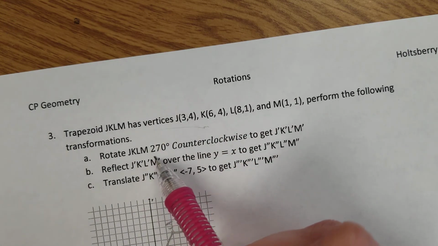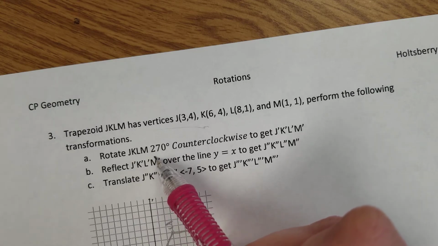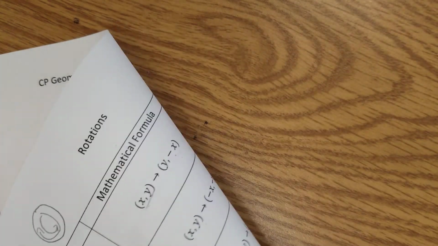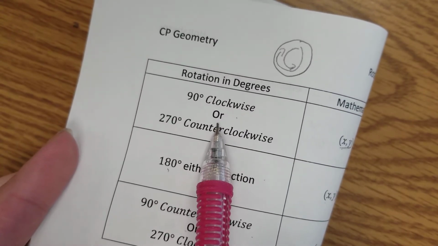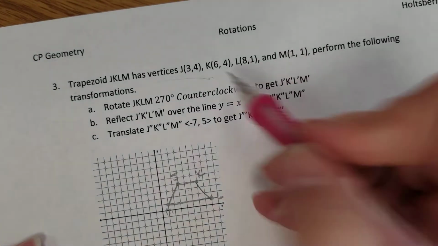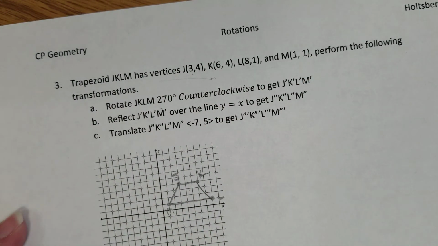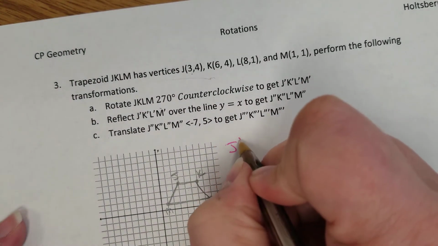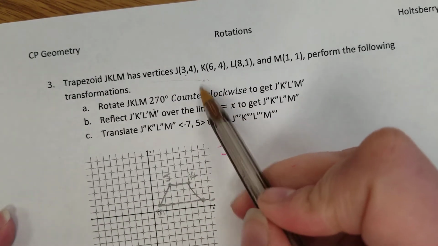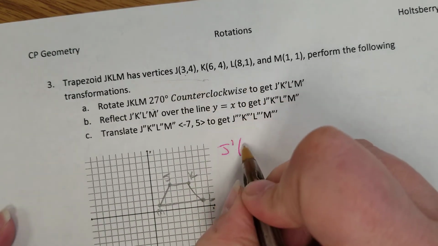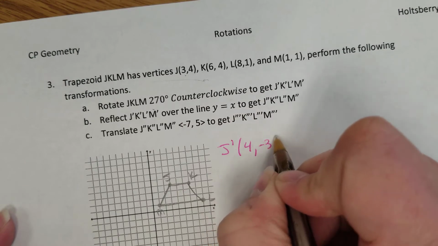This is rotating 270 degrees counterclockwise. So 270 degrees counterclockwise is the same as 90 degrees clockwise, which means we're going to change the original x and then switch their order. So J prime, I'm going to change the 3 to negative and then switch their order. So we have 4, -3.